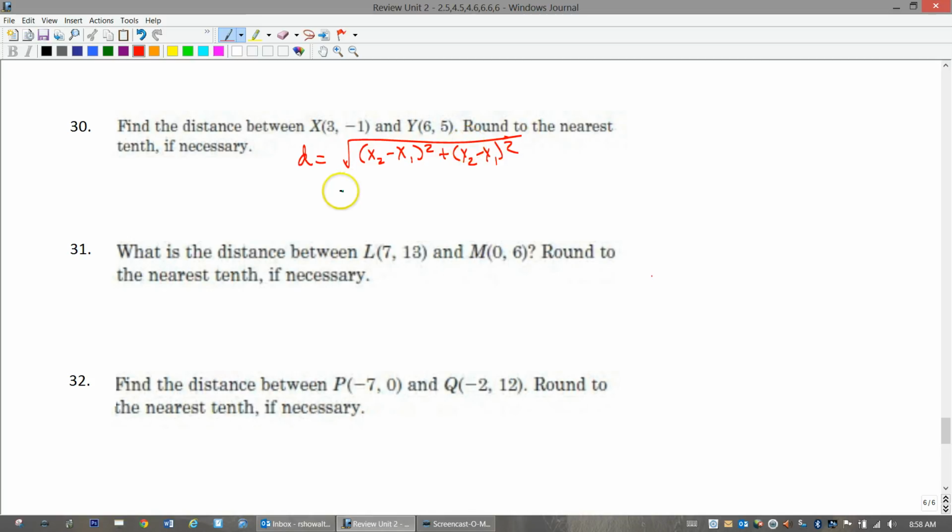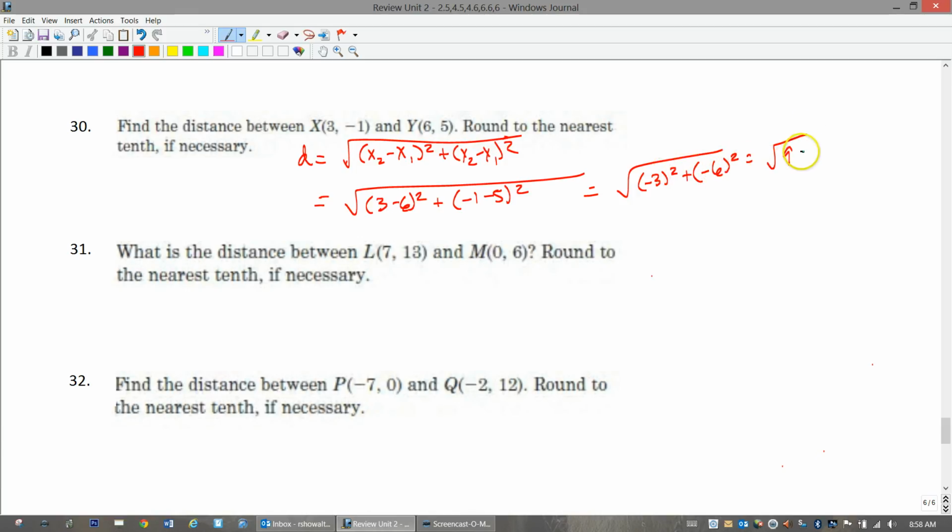So let's find the distance. Square root. Let's do the x's. 3 minus 6 squared plus -1 minus 5 squared, which is going to be the square root of -3 squared plus -6 squared, which is the square root of 9 plus 36. And it's going to be the square root of 45, which is about 6.71 units.